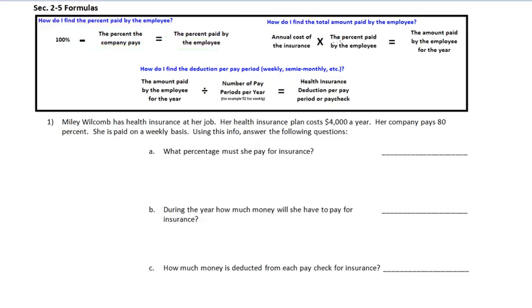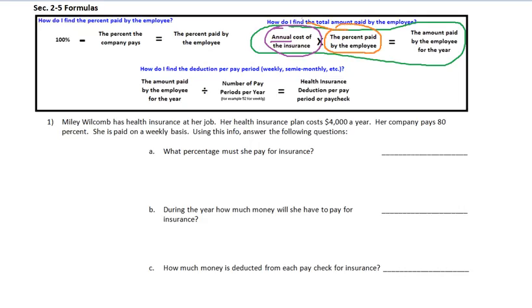Step 2 helps us to find the total amount paid by the employee. So in step 1, we're looking at the percent that the employee pays. Now we want to take that percent and change it into a dollar amount. Well, in order to do that, you first need to know the annual cost of the insurance. How much does this insurance cost normally per year? Because it's annual, once again, per year, we'll multiply that times the percent that is paid by the employee.